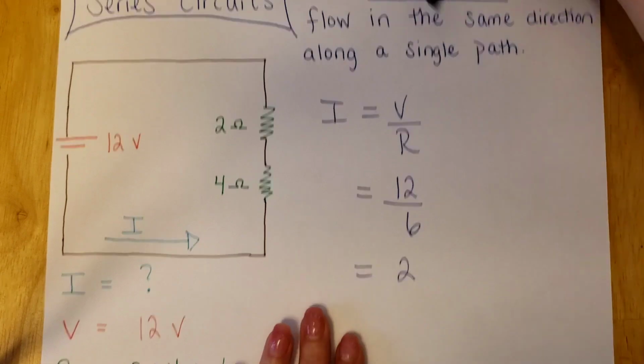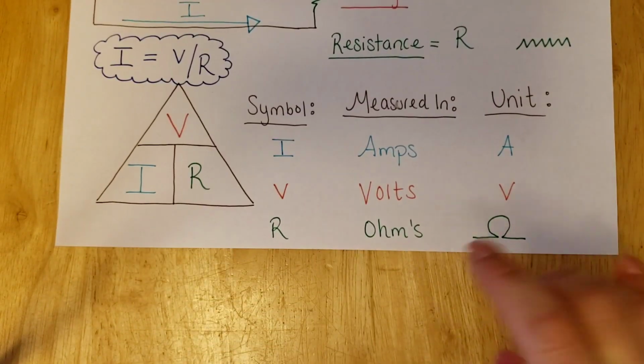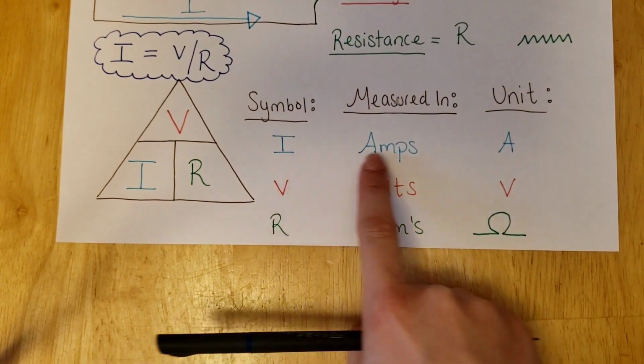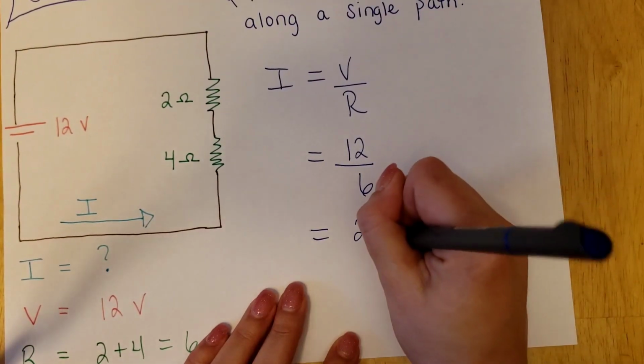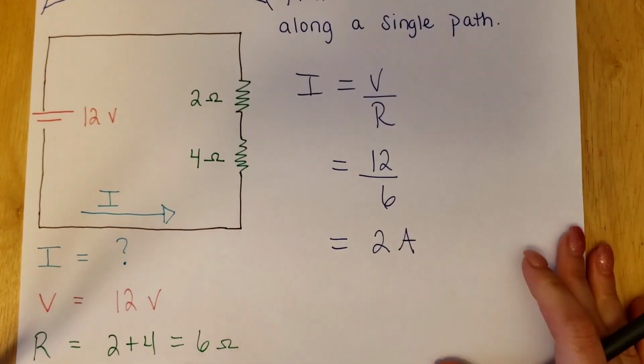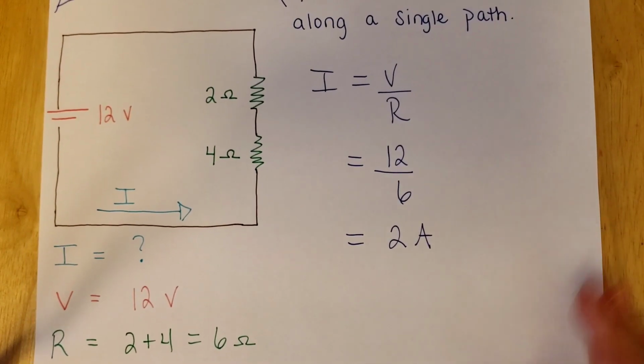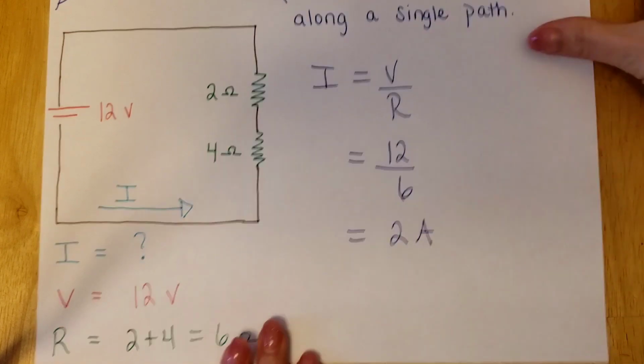And if you forgot the units, go back to our chart. We're solving for I. We're measuring that in amps. So our unit will be letter A. So series circuits aren't too bad. It's pretty simple. Now we're going to move on to parallel circuits, which gets a little bit more difficult.